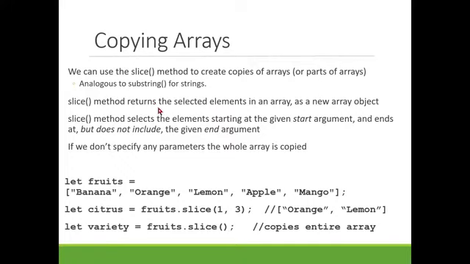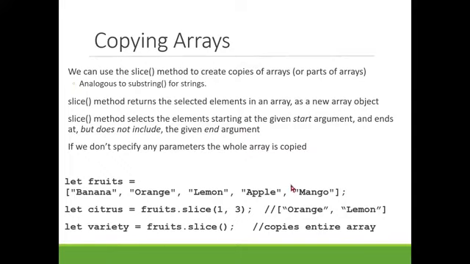The slice method returns the selected elements in an array as a new array, so that it's making an actual copy. Slice selects elements starting at the start argument and ends at, but does not include, the given end argument. So this is the exact same as we had with strings.